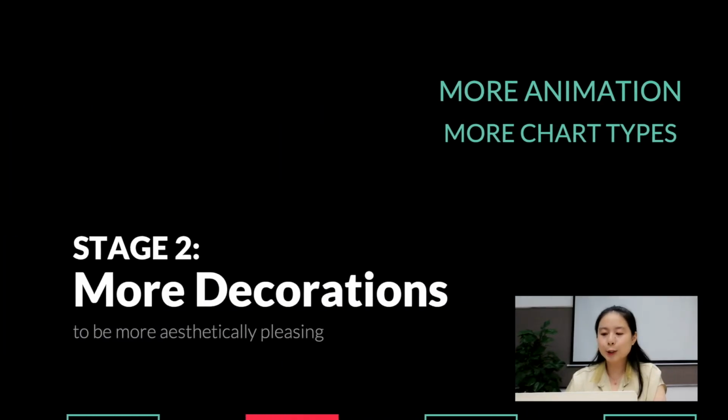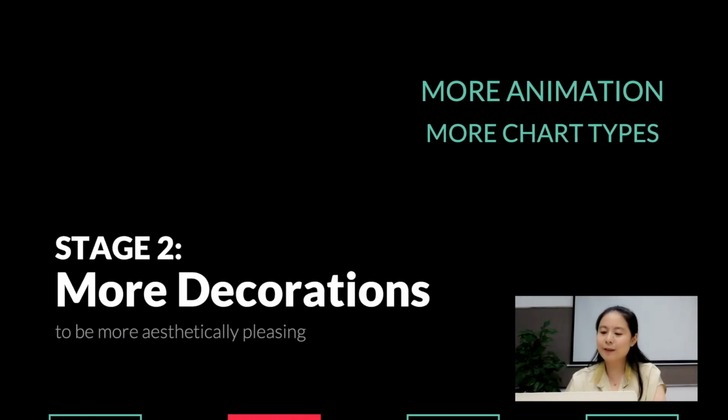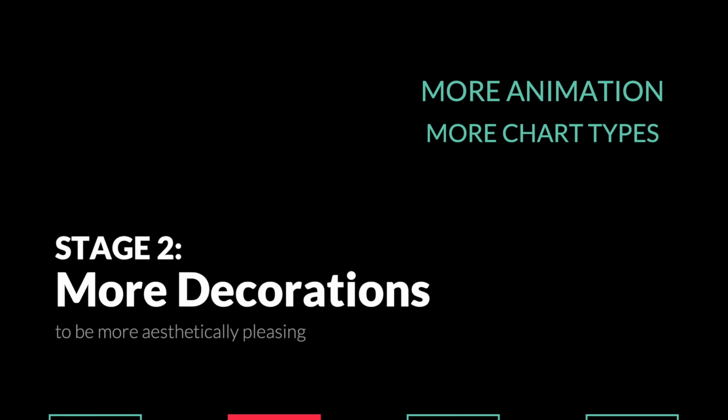So at stage 2, we did have more decorations like animations and more chart types to make charts look prettier. The reason why I am using the word decorations here is that sometimes these kinds of improvements do not necessarily provide any extra information.